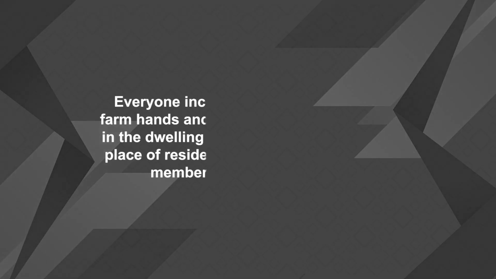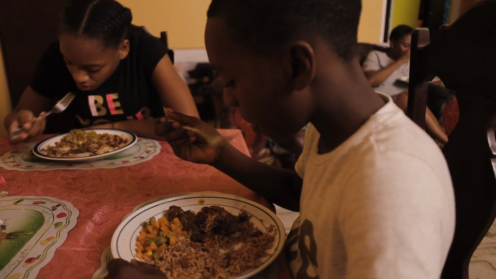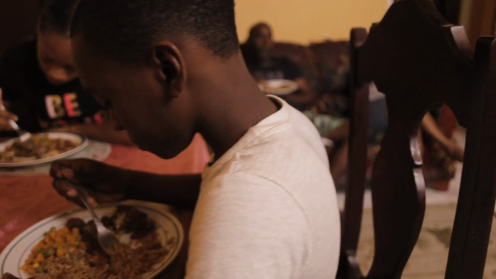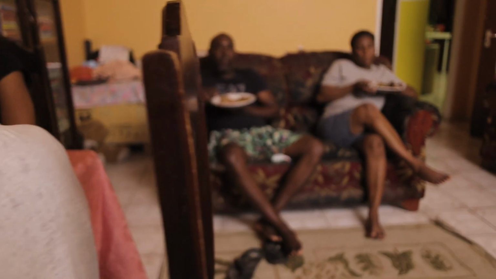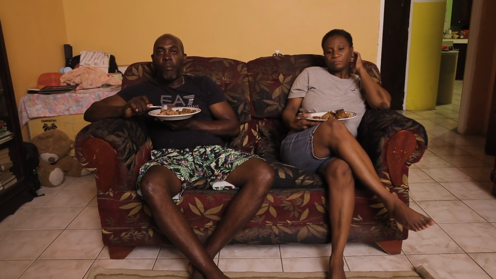Here are some key things to look out for when trying to figure out who are usual residents of the household. Everyone, including domestic helpers, farmhands, and other employees who live in the dwelling and consider it their usual place of residence, should be counted as members of the household. If an individual sleeps in the same structure as the same household and shares at least one meal per day with the household, you should include him or her as a household member.